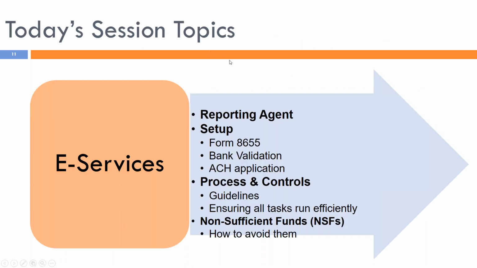Okay. So the next thing we're going to talk about is the e-services and the setup, and this follows a very specific process. We're going to talk about the reporting agent, setting up the Form 8655, your bank validation, the ACH application, processes and controls, and how to avoid non-sufficient funds.